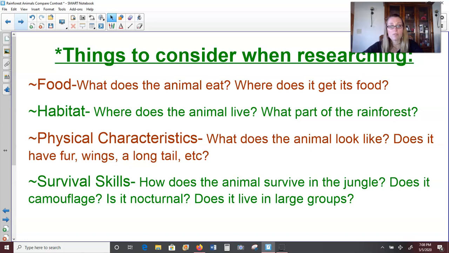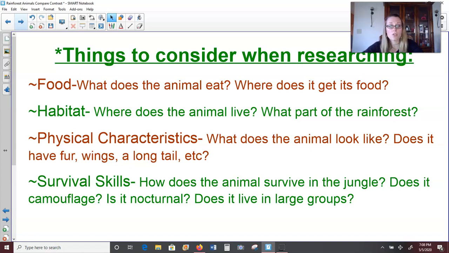And then also think of survival skills. With so many animals living together in the rainforest, how does the animal survive? Maybe your animal is a hunter and it needs to be very quiet and sneaky. And so big, large cats like jaguars and tigers have those soft pads on their feet to help them sneak up on their prey. That would be a survival skill. Does your animal camouflage? Maybe it has special markings or colors that allow it to blend in with its surroundings.